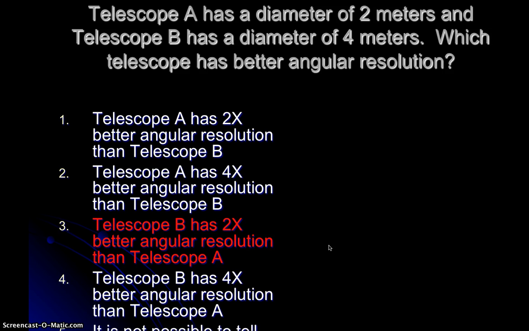So you have to keep in mind those two relationships for resolution for two telescopes and light gathering power. The rule, bigger is better, is always the same, but we have to remember for light gathering power, it's related to the diameter squared, but for resolution, it's just related to the diameter.